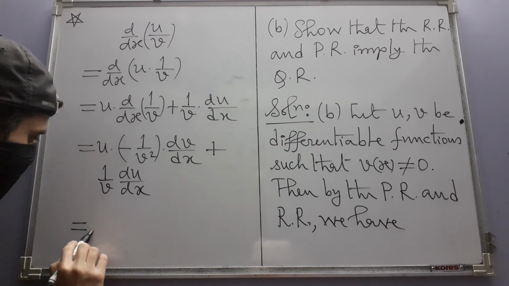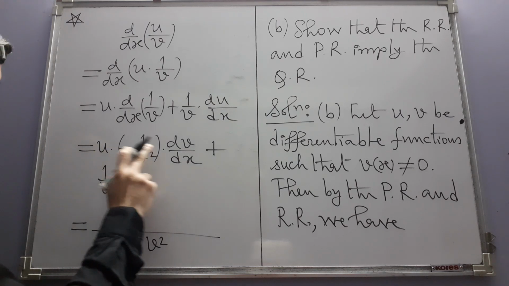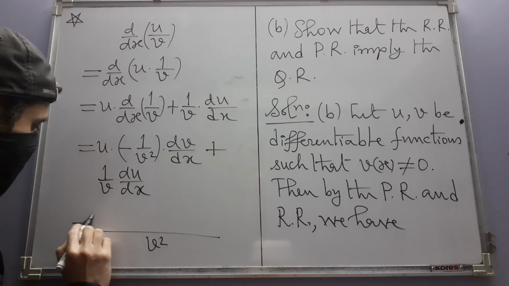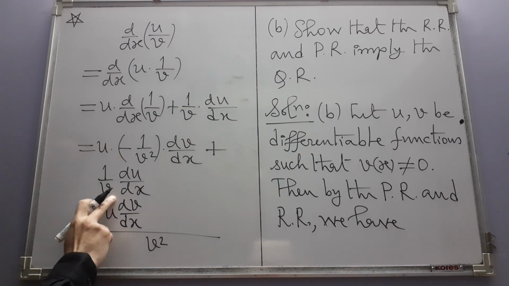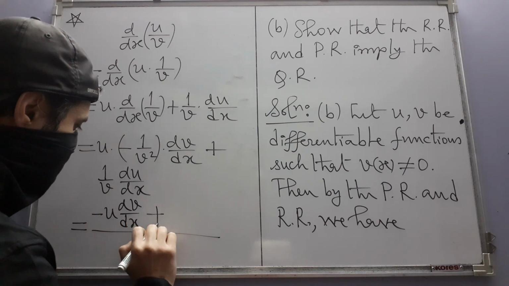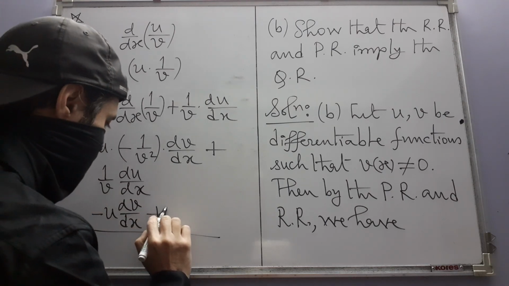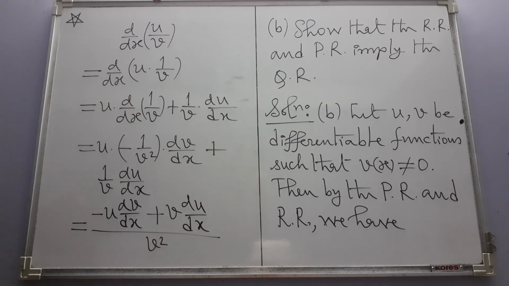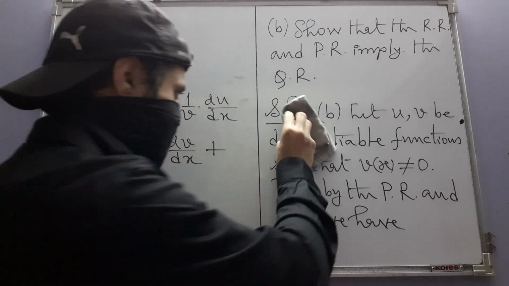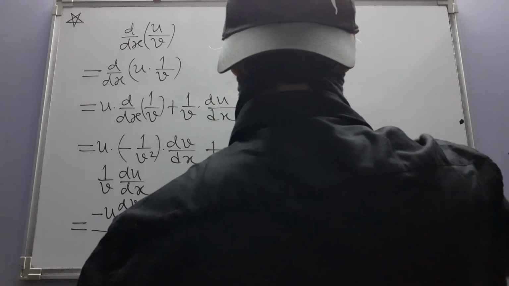And now what we can do, we can write the entire thing with a v square as denominator. That makes the first term, in place of the first term, we can now write minus u dv dx. And what happens here? Plus, we have a v square here, but already there was one v here in the denominator. So this term becomes v times du dx. And you just have to do a small interchange of position of the terms in the numerator.